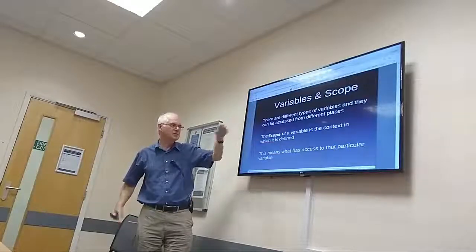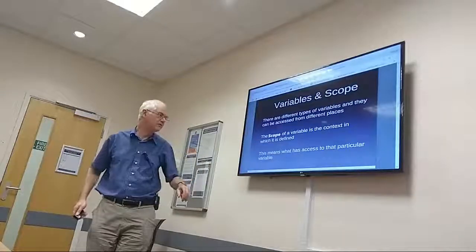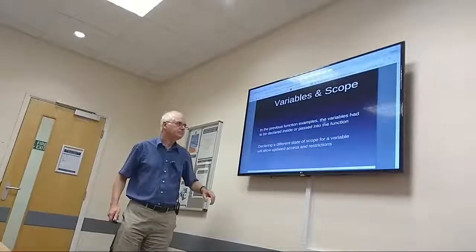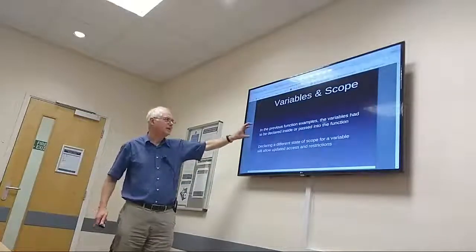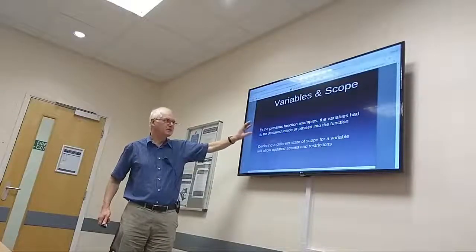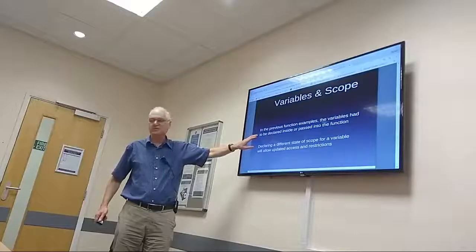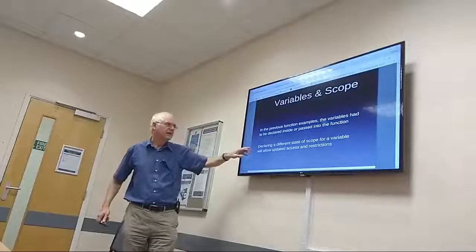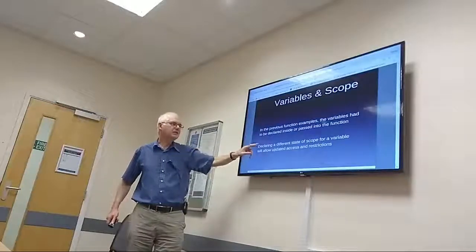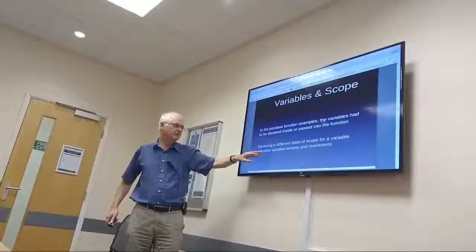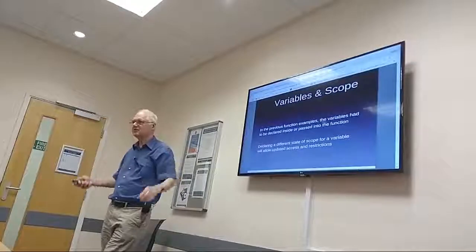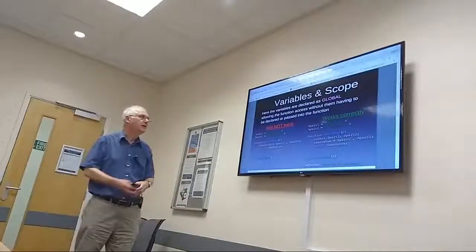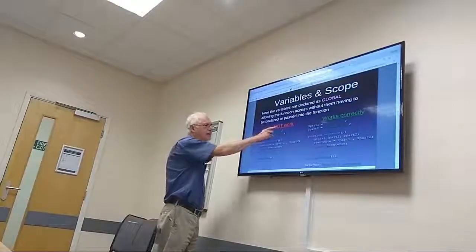So the scope is the context in which that variable is defined. As it says here, in the previous examples, the variables had to be declared inside the function or passed into the function as a variable. You can declare a different state of scope for a variable, which allows you to do other things. So here, for example, this will not work.